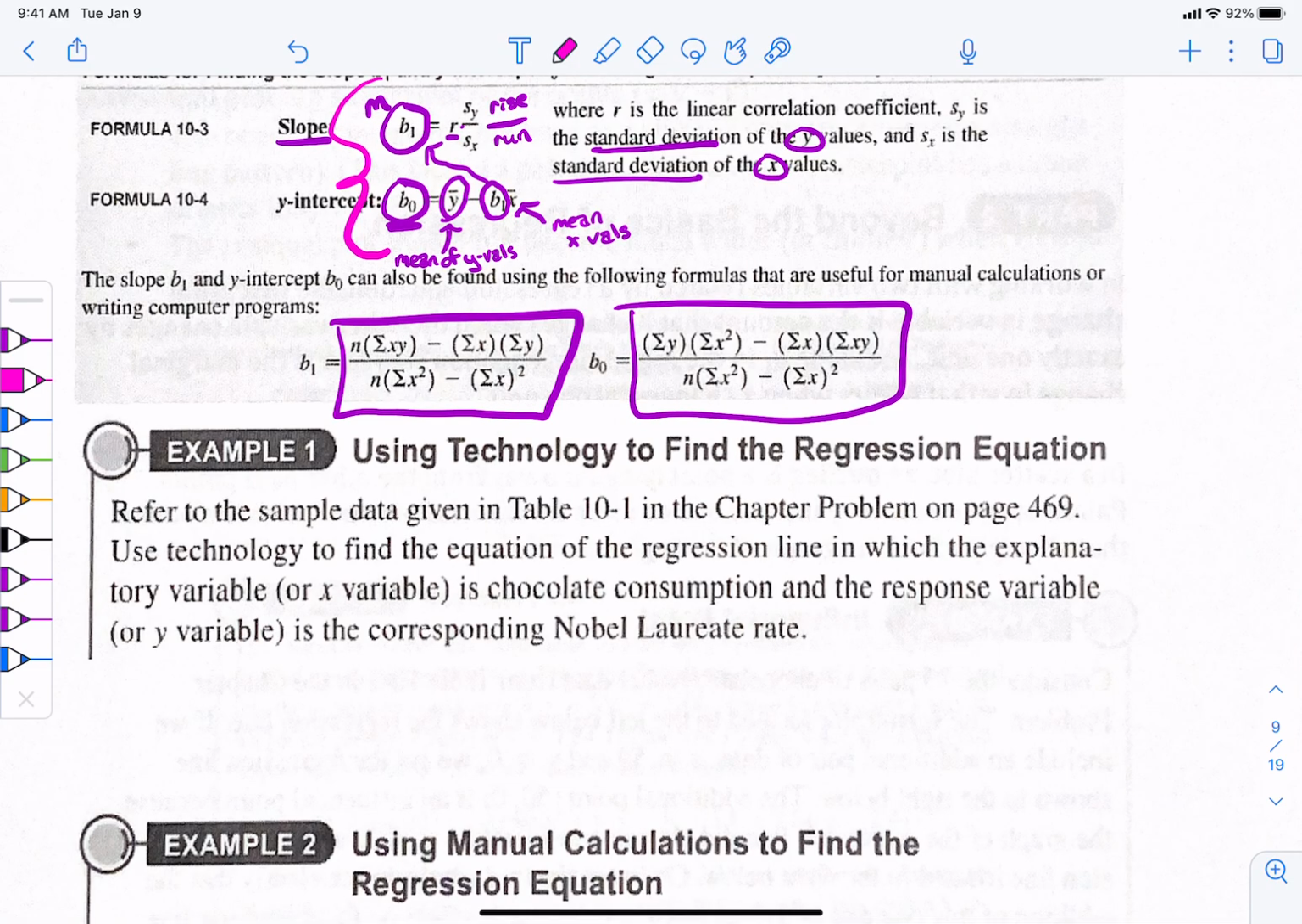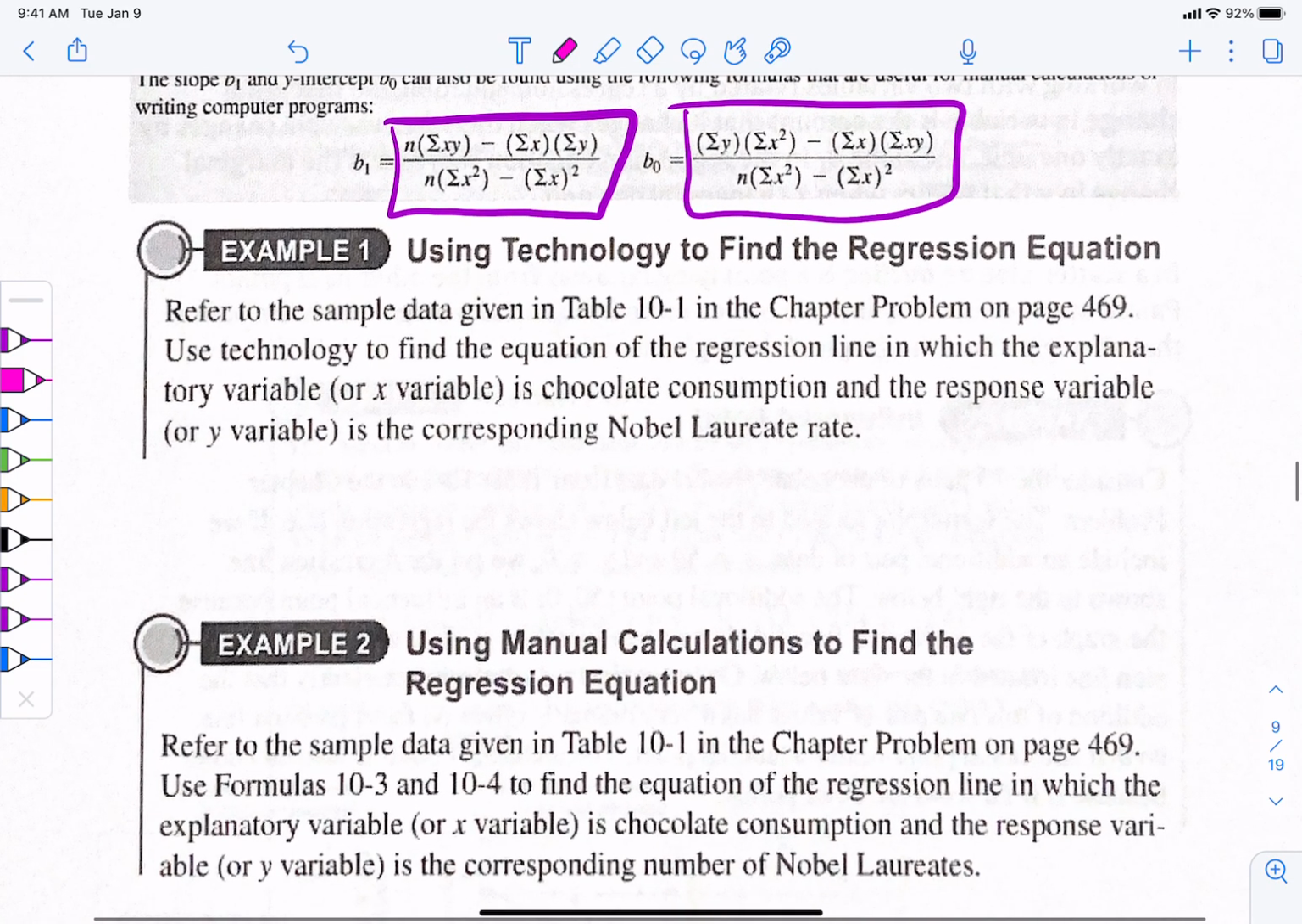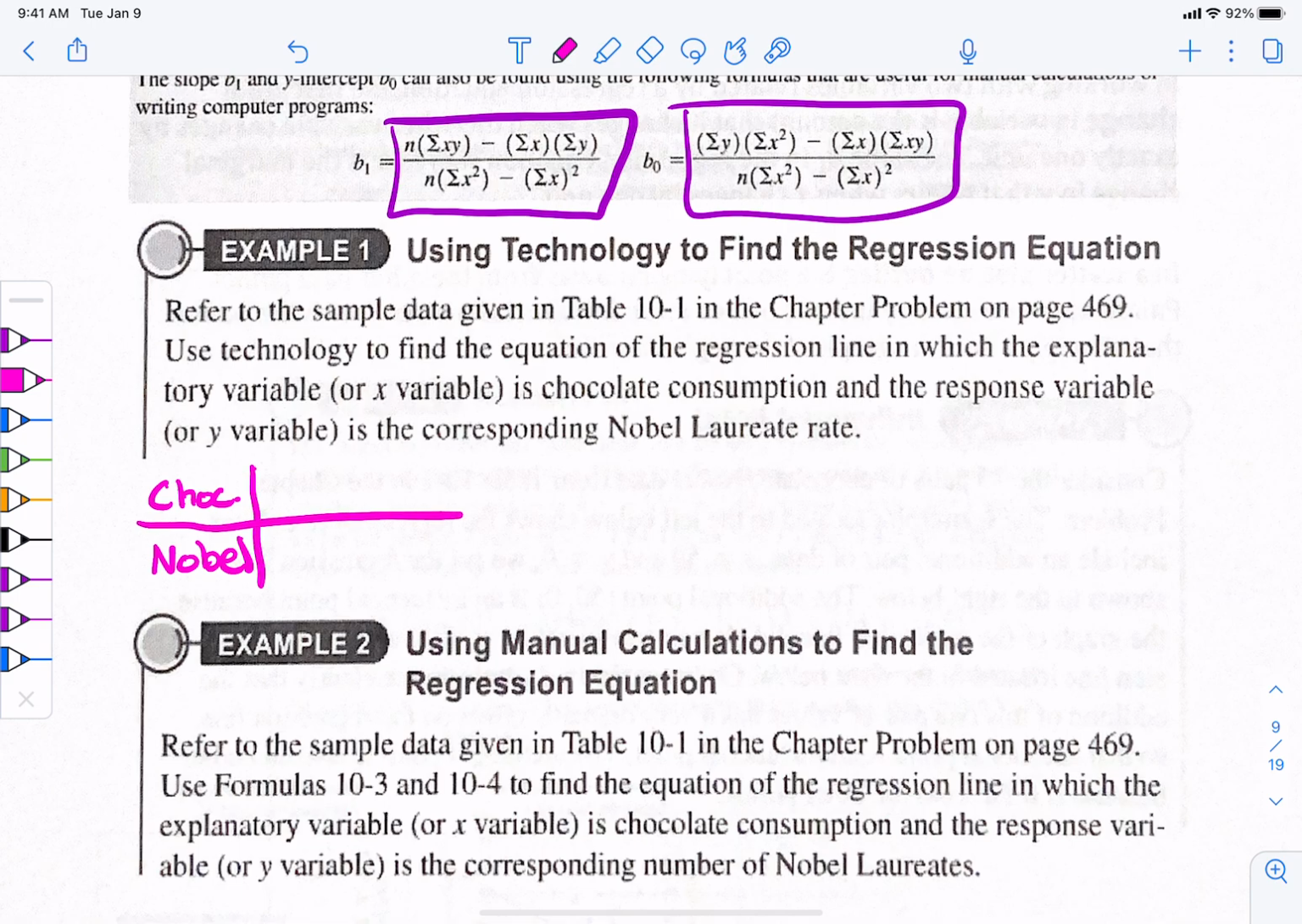All right, refer to the sample data in table 10.1 in the chapter problem. We have chocolate consumption and Nobel Prize winners, right? So I'm going to have you copy this table down. Why do they really like this chocolate and Nobel Prize? I don't know, that's just the data that they gave to us.